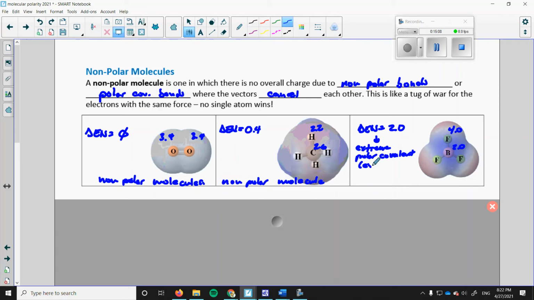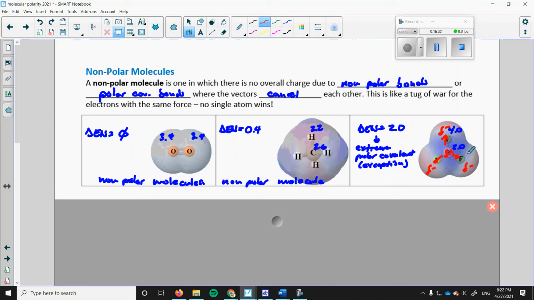So it's an exception to the rule. There are a few of these, and we'll usually let you know what they are. What that means is that the fluorine is going to be very negative. It's going to have a partial negative, and the boron on the inside is going to be positive. And we're going to have these bond vectors. They look like this, all going outwards.